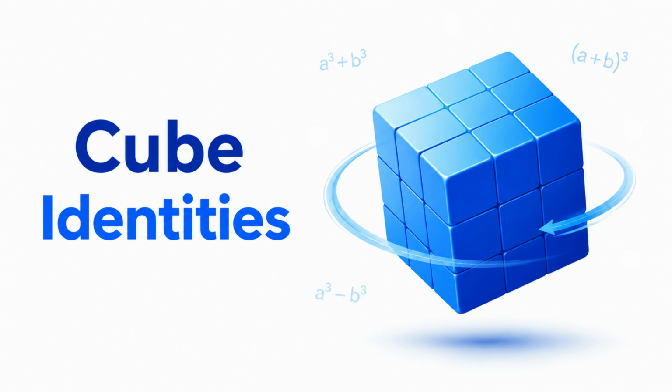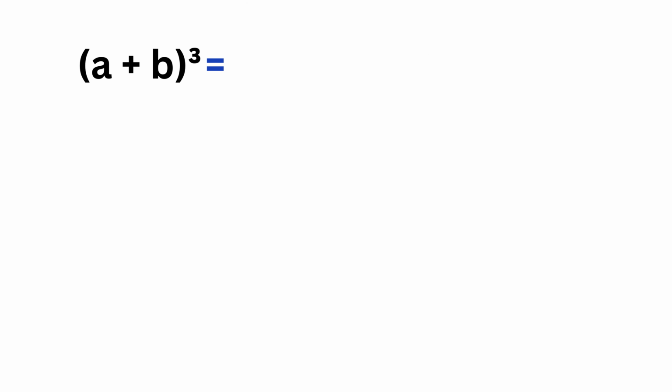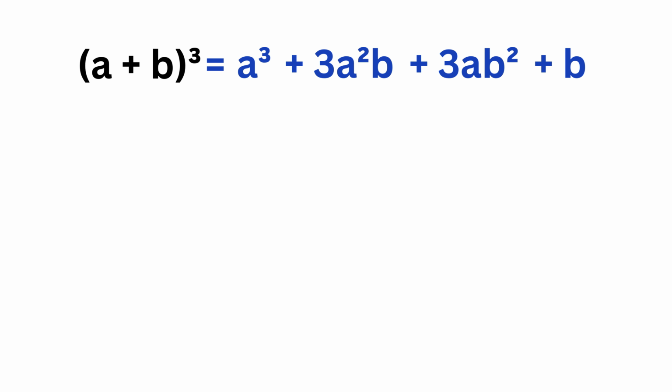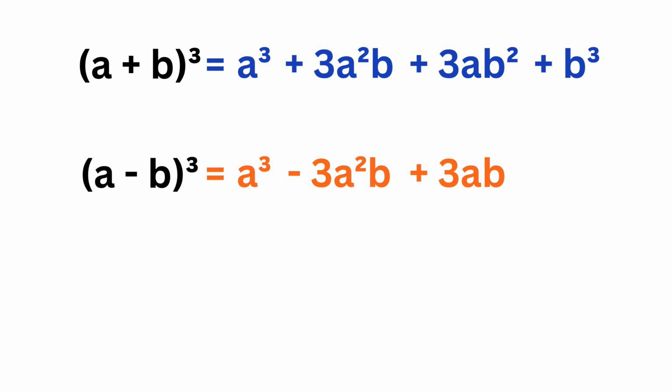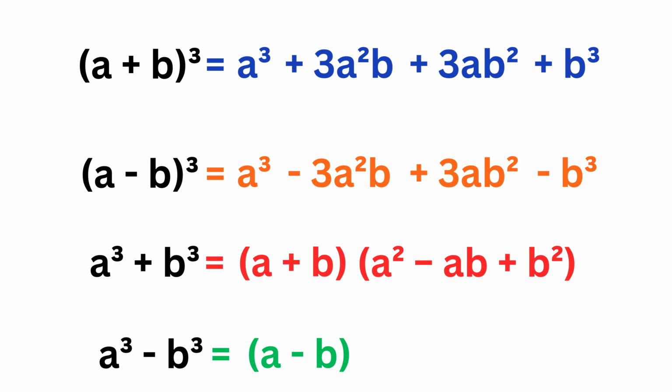The chapter also introduces cube identities. (a + b)³ = a³ + 3a²b + 3ab² + b³. (a − b)³ = a³ − 3a²b + 3ab² − b³. a³ + b³ = (a + b)(a² − ab + b²). And a³ − b³ = (a − b)(a² + ab + b²).